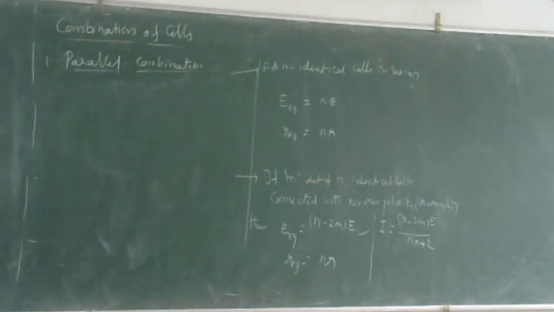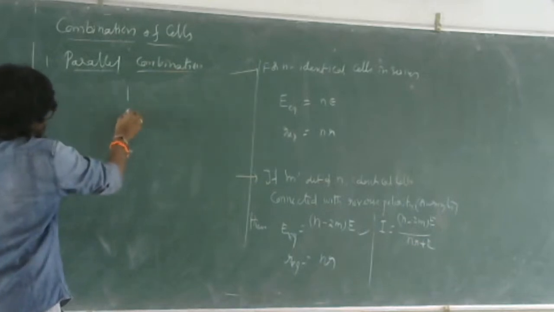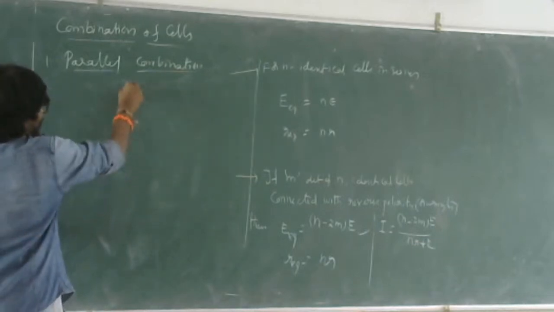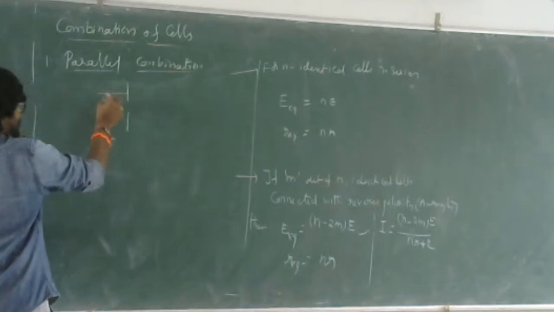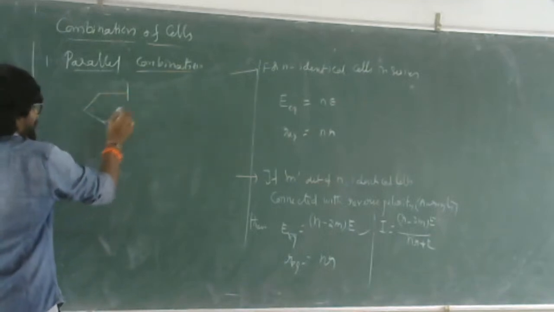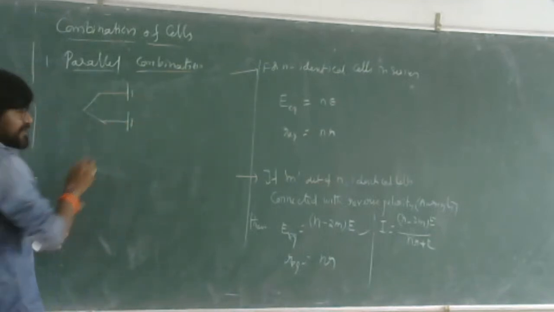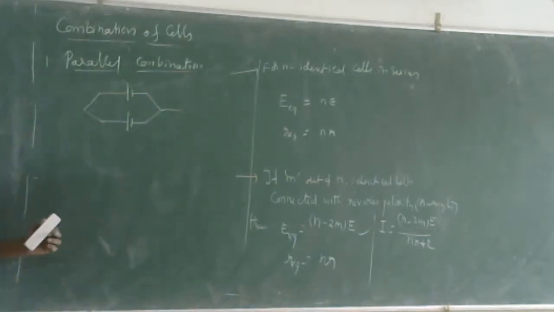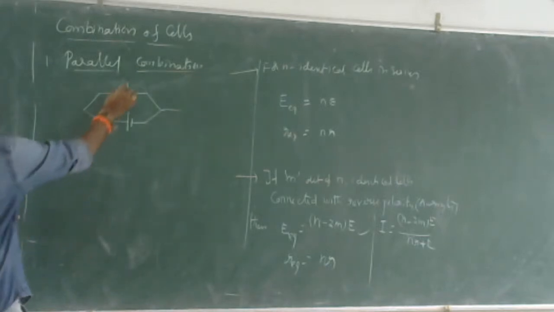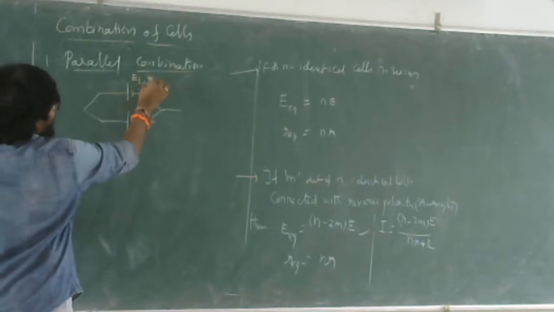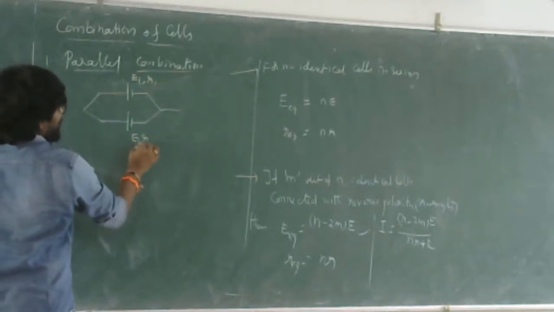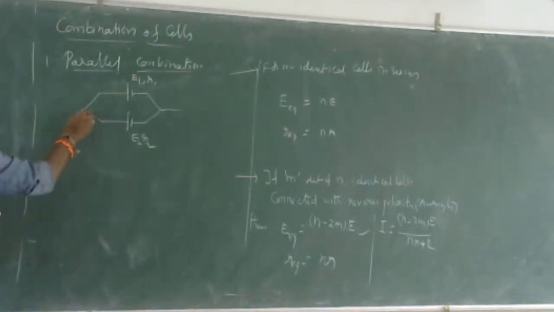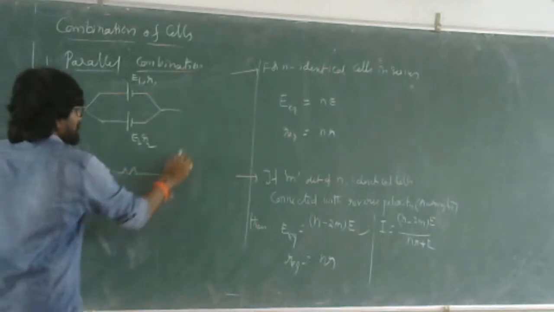Next, parallel combination. When cells are simply connected in parallel, if the positive terminal, or higher potential, of all the cells are connected at one point, and the lower potentials of all cells are connected at another point, then they are said to be in parallel combination. For understanding purposes, let us consider only two cells. This is E1 having internal resistance R1. This is E2 having internal resistance R2. They are connected in parallel across an external resistor R.